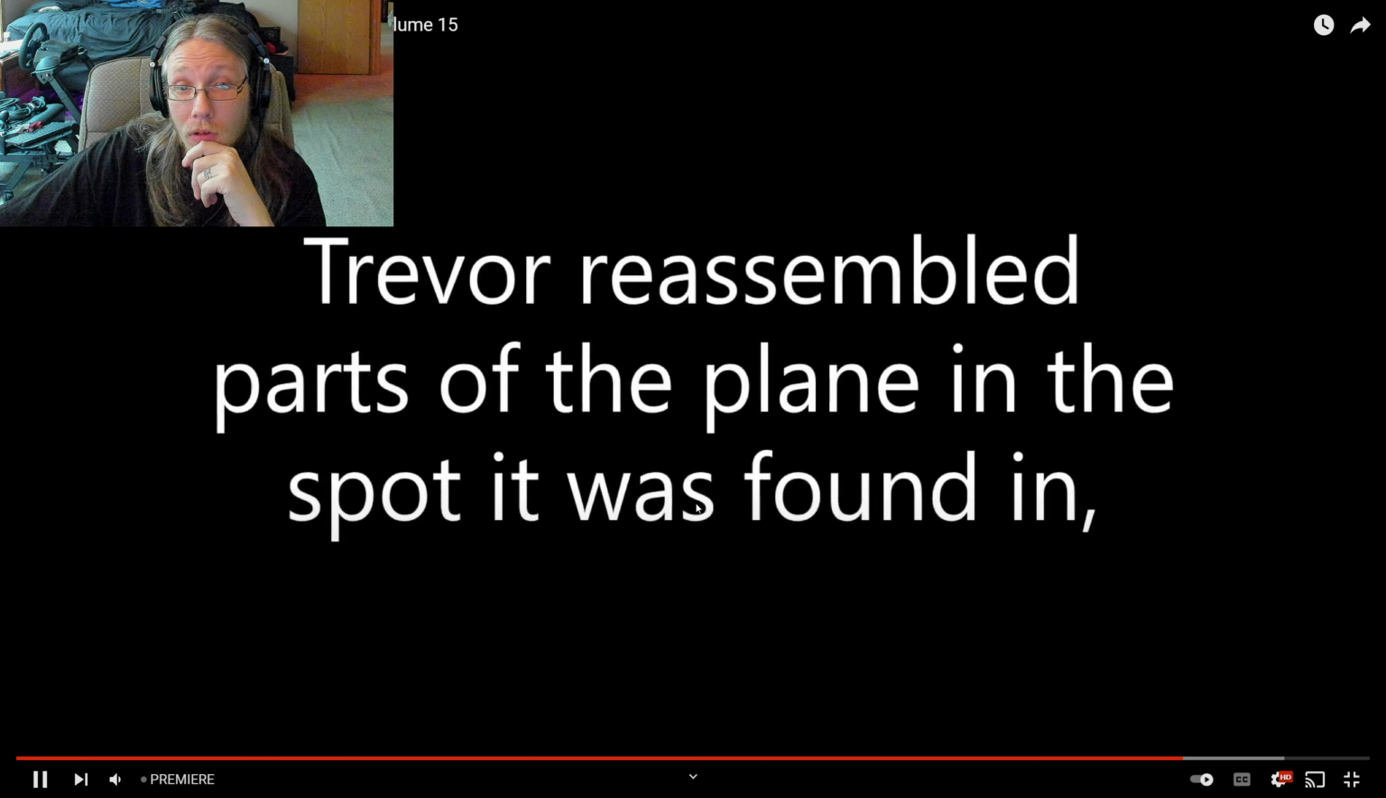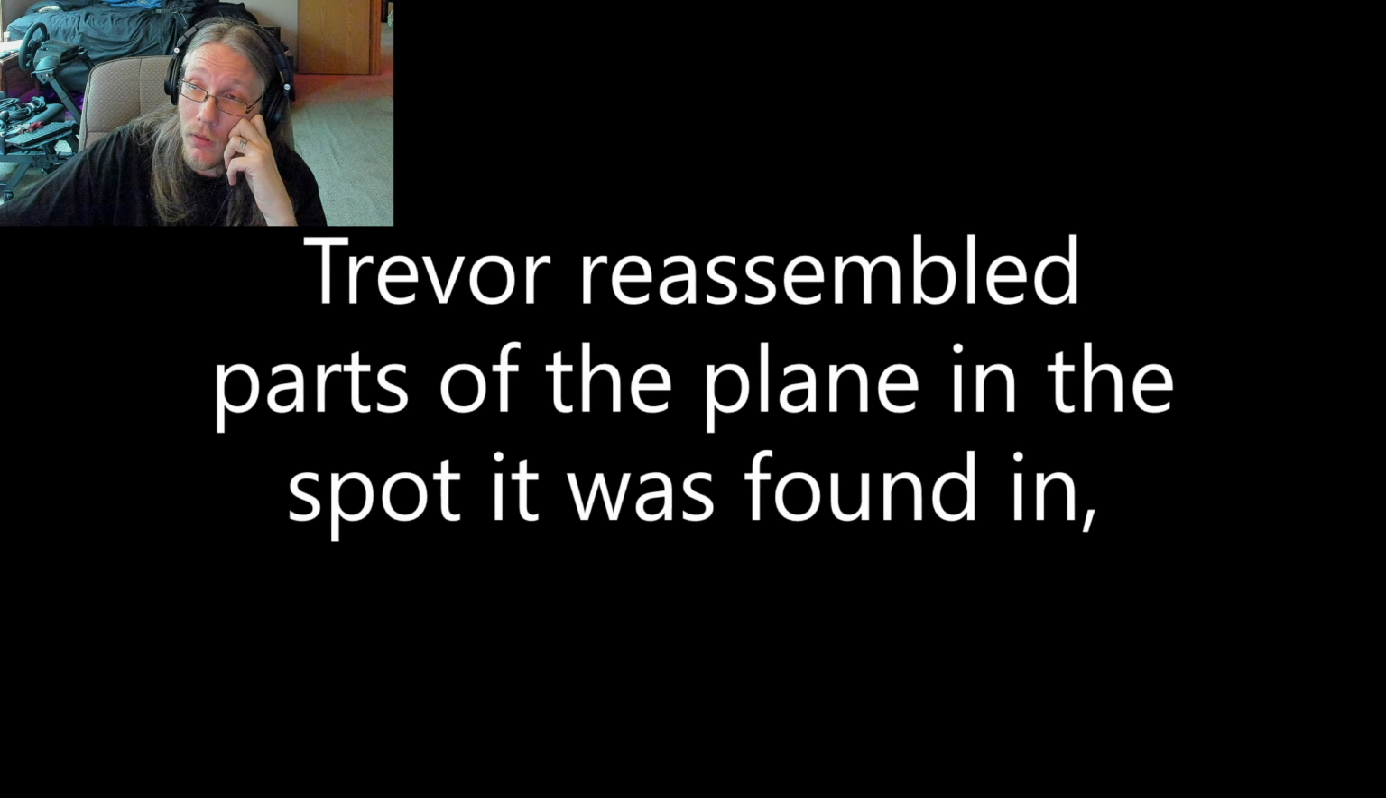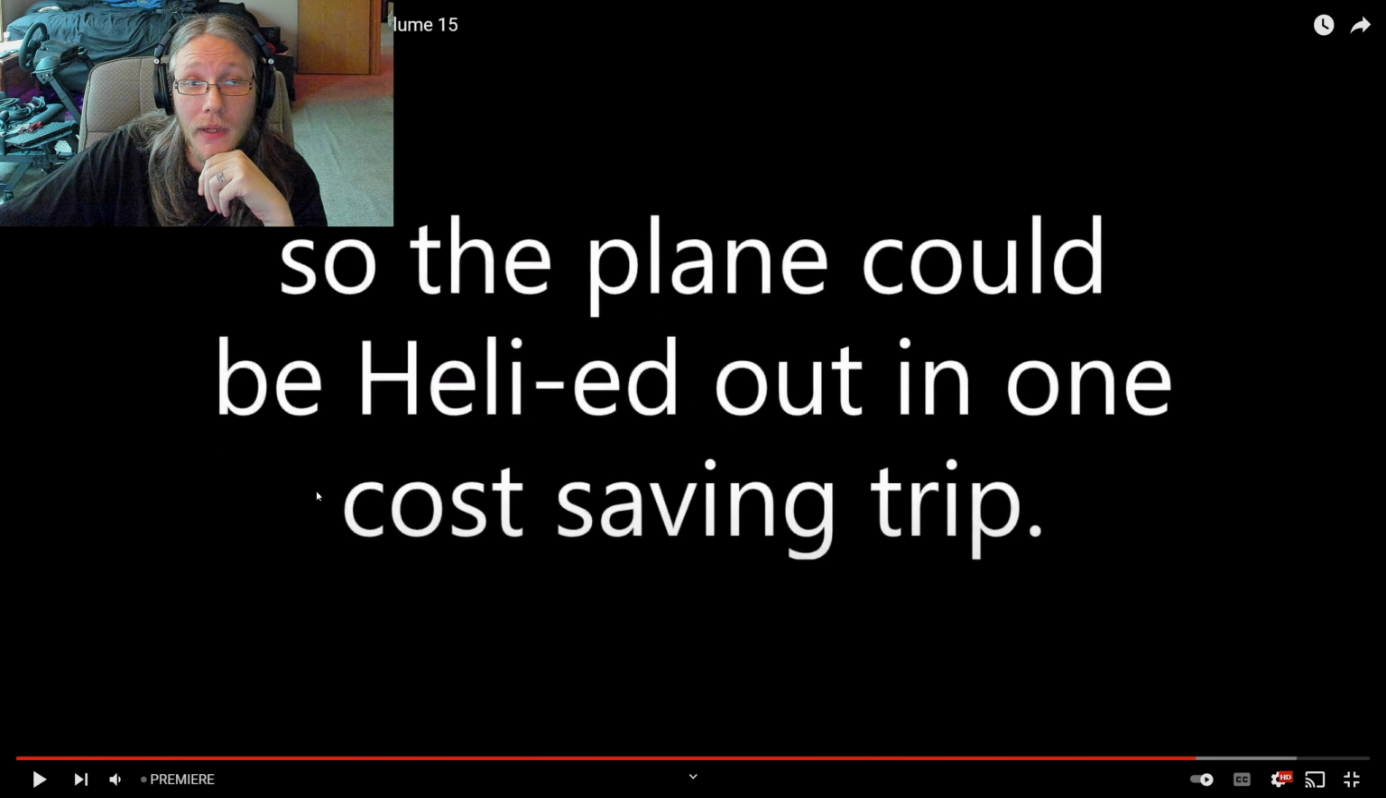Reassemble parts in the spot it was found in. No, he didn't. You haven't proved that. So the plane could be helied out in one cost-saving trip. You're wrong.